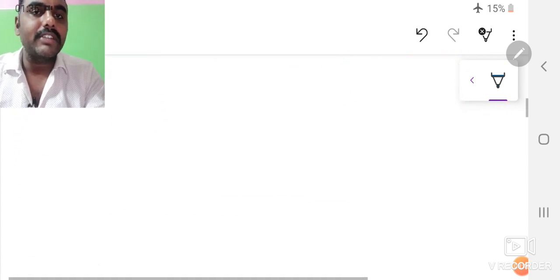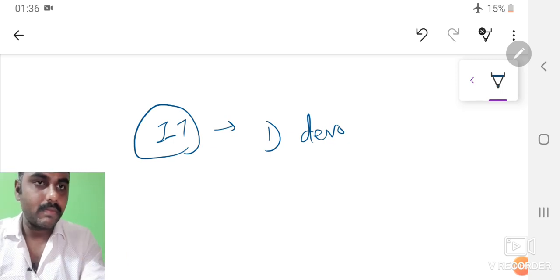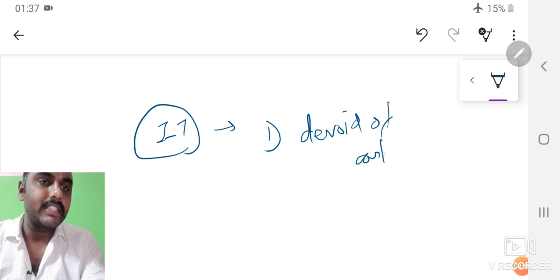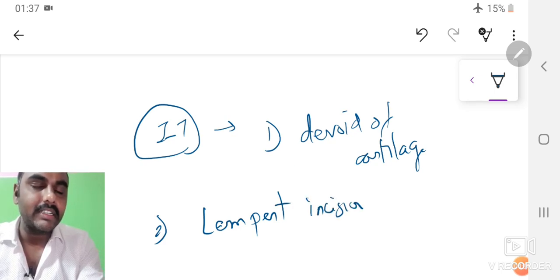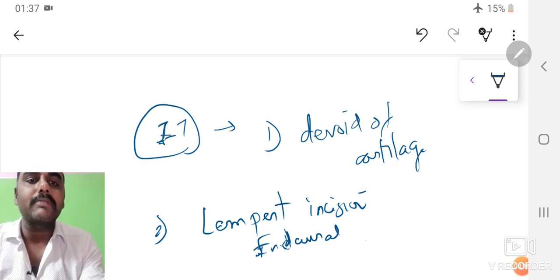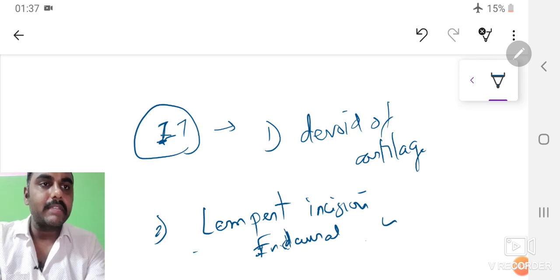The incisura terminalis has two important significances. One is that this area is devoid of cartilage. The second is that there is an incision which comes from inside, the Lempert's incision, which is an endaural incision. It comes from the external auditory canal, cuts through the incisura terminalis and comes out. It is called Lempert's endaural incision and makes a cut around the incisura terminalis area. These two points are very important where the pinna is concerned.